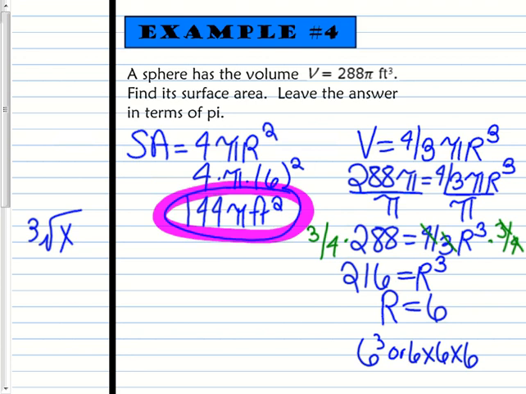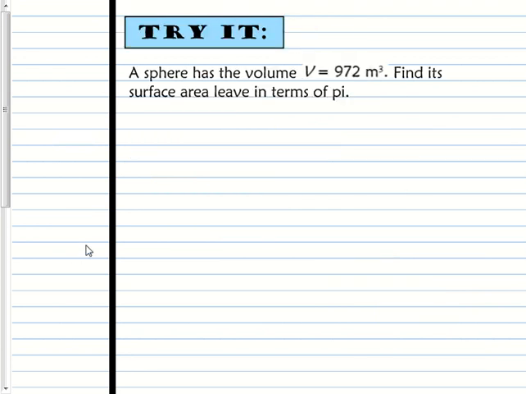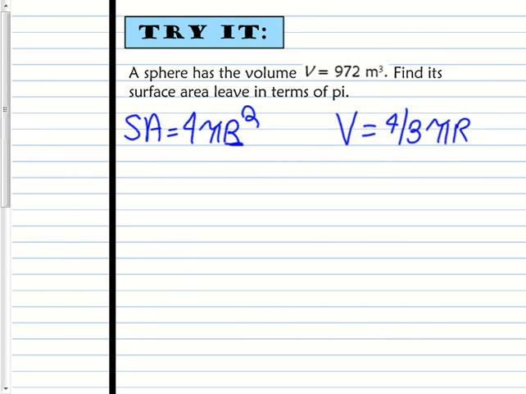Okay, 2 more problems, guys. You're going to do the same exact thing. A sphere has the volume of 972 meters cubed. Find its surface area and leave the answer in terms of pi. So again, surface area means we have 4 pi r squared. We need the radius, which we do not have. However, they gave us the volume, so I can work backwards with the volume to find the radius. Okay, the volume is 972.